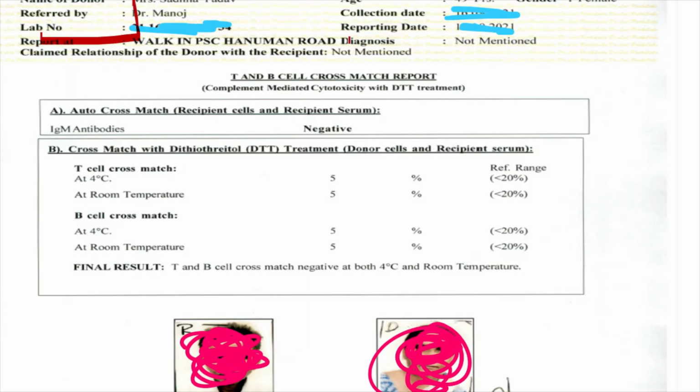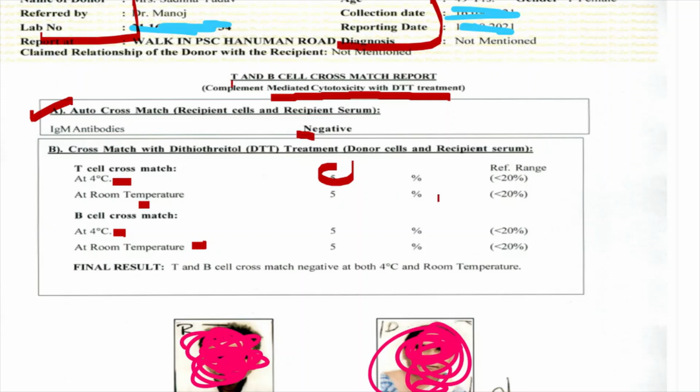In the upper section, you will have all the basic details. Here it is given as T and B cell crossmatch report, complement mediated cytotoxicity with DTT. In the first column, they have given the auto crossmatch, recipient cells and recipient serum. The report is given as negative. Crossmatch with the DTT treatment, donor and recipient, is given at 4 degrees and at room temperature. For T cell it is given as 4 degrees and room temperature, 5 percent, no other things are written.